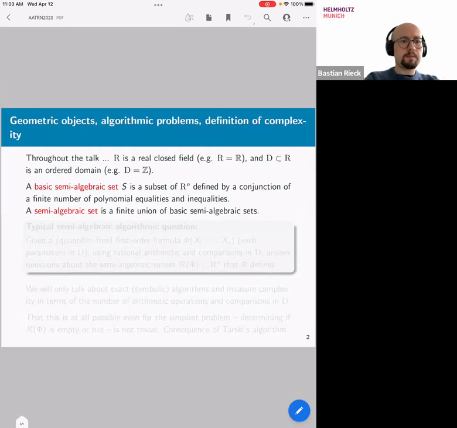Well, then, what is a semi-algebraic set? A basic semi-algebraic set is some subset of finite dimensional reals R^n, which is defined by a conjunction of some finite number of polynomial equalities and inequalities.